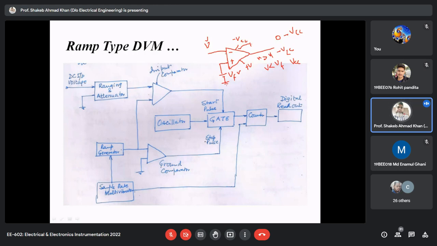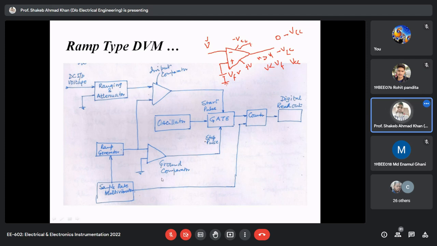Now I'm coming to this ramp type DVM, and in this case you see we are using two comparators. Obviously wherever we are using a comparator, it is used for switching. This comparator is called the input comparator, because whatever unknown voltage we are interested in measuring, after proper ranging and attenuation, is applied to one of the inputs of this comparator.